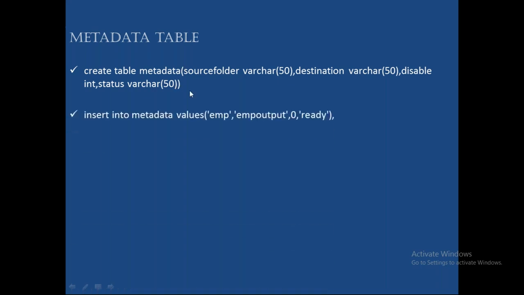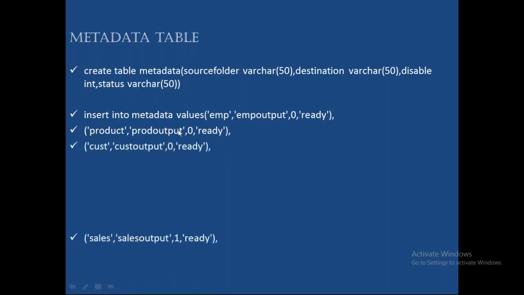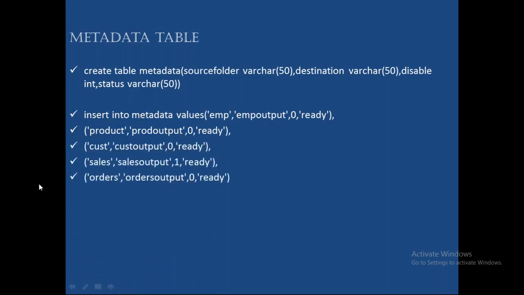Now I will insert the first EMP record: whatever data I have inside the EMP folder, all the data I will put in the EMP output folder. In the same way, the product folder, whatever data I have, that data I will load into the product output folder. In the same way, cust, sales, and orders. So respective folders' data I will load into respective folders in Data Lake Storage Gen2. Okay, inactive means this particular folder we don't need to consider.